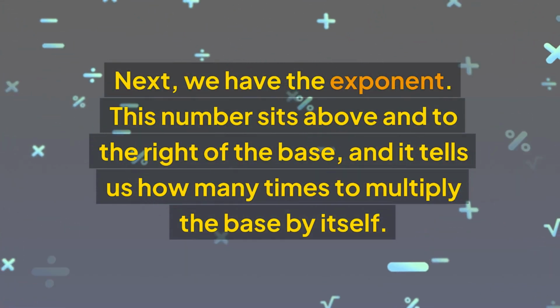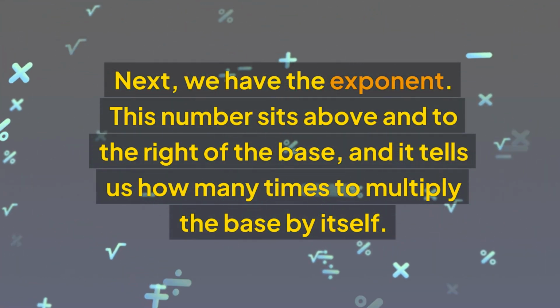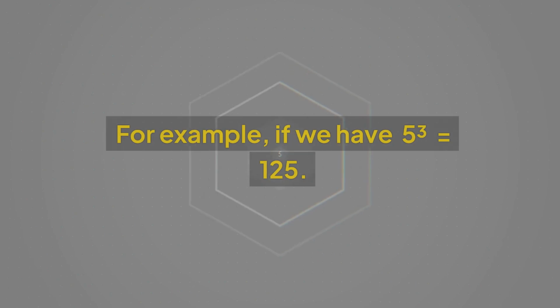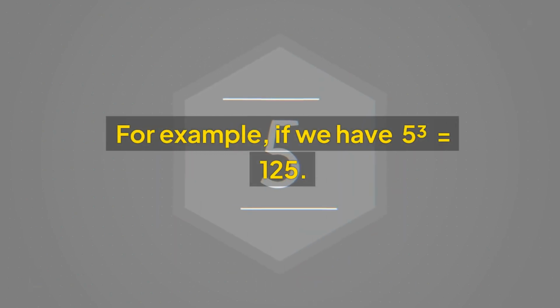Next, we have the exponent. This number sits above and to the right of the base, and it tells us how many times to multiply the base by itself. For example, 5 to the power of 3 equals 125.